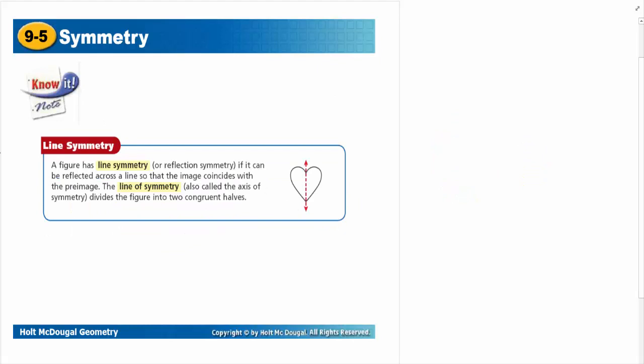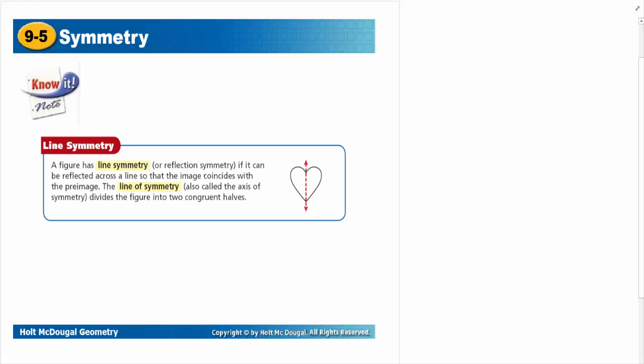Okay, so we're going to talk about line symmetry. I drew a line on the rectangle on the previous page. So this is going to be called line symmetry. A figure has line symmetry, or like I say, we call it reflection symmetry, if it can be reflected across a line so that the image coincides with the preimage.